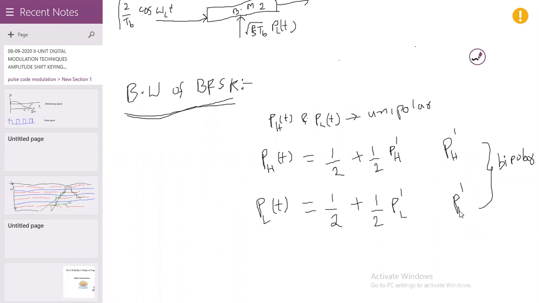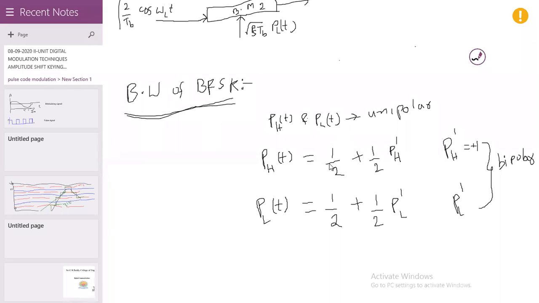How can that be converted from unipolar to bipolar? Let us see. Suppose PH of T is plus 1 volt. At that time PH dash is equal to plus 1 volt. Here we substitute plus 1 volt in 1/2 plus 1/2 PH dash, so PH of T becomes 1. Again if PH dash is equal to minus 1 volt, then minus 1/2 plus 1/2 cancel.